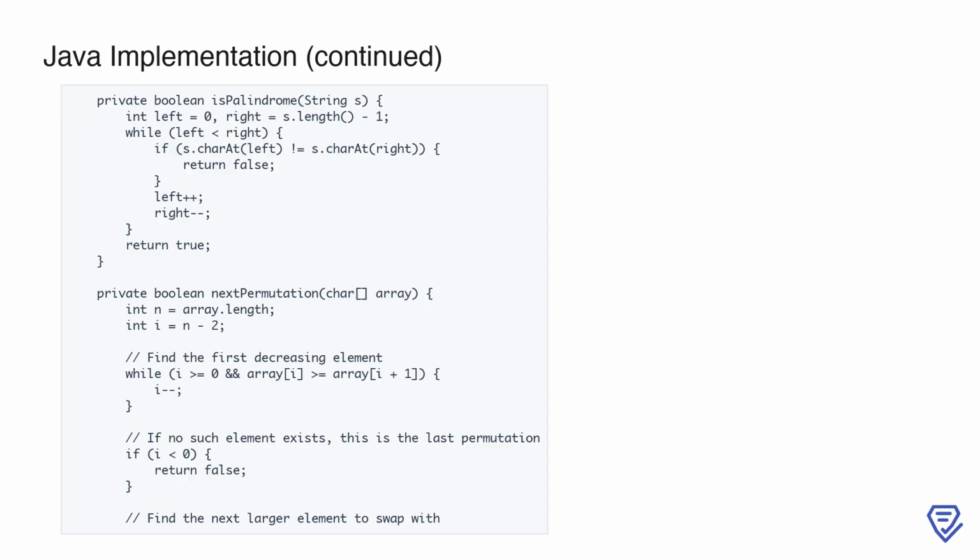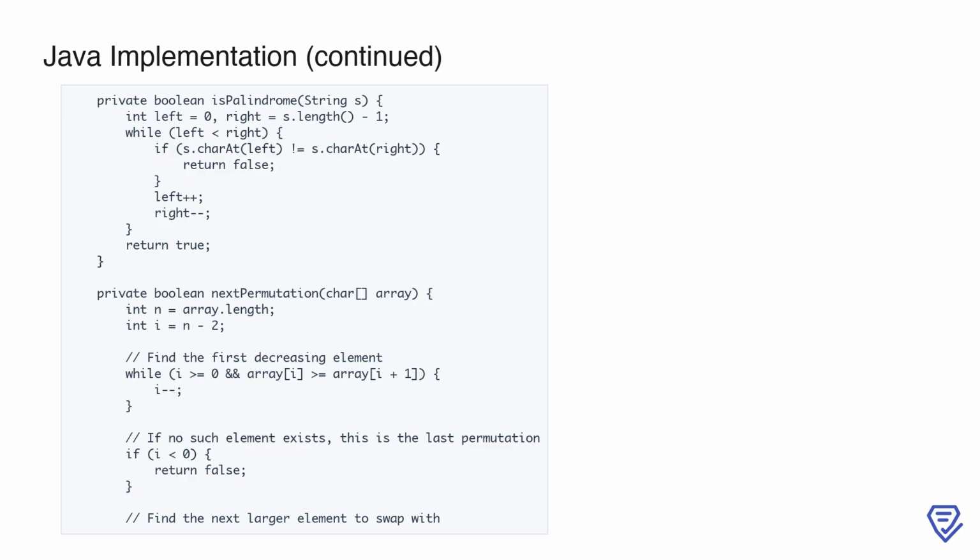Now, to find the next permutation of the left half, we define the next permutation method. This starts from the end of the array and searches for the first decreasing element, which marks the point where the current sequence is no longer in descending order. If no such element exists, it means the array is in its last permutation, and we return false.